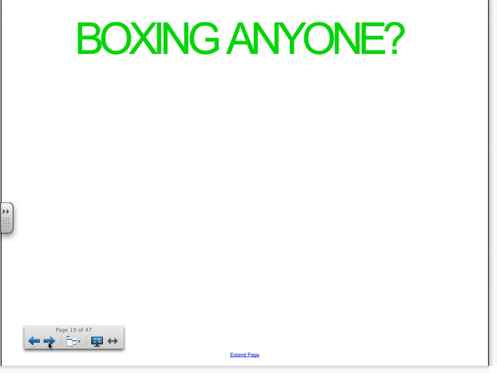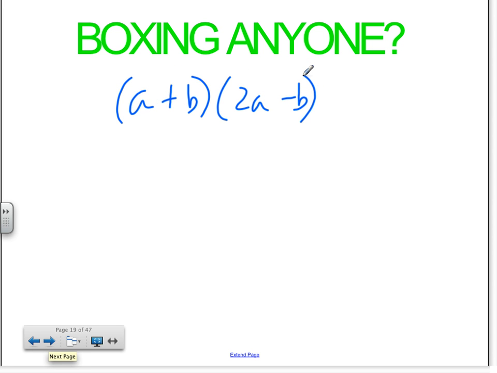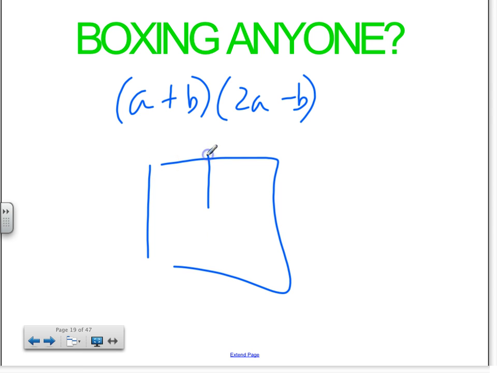Let's just go and remind you about that again. Remember when we used to do this here? Let's do that. How do we set this up? Box it. A 2 by 2 box. What size is the box? It's 2 by 2. Okay, A plus B and 2A minus B. Agree?